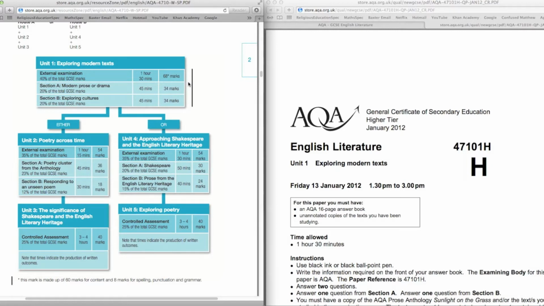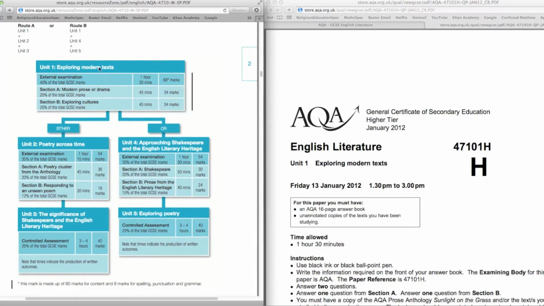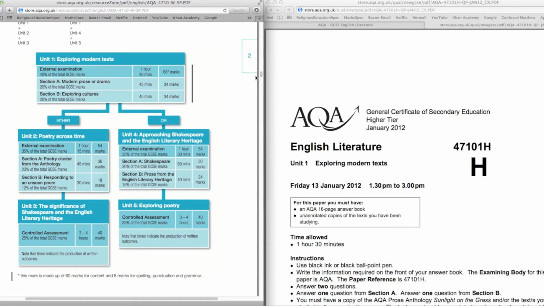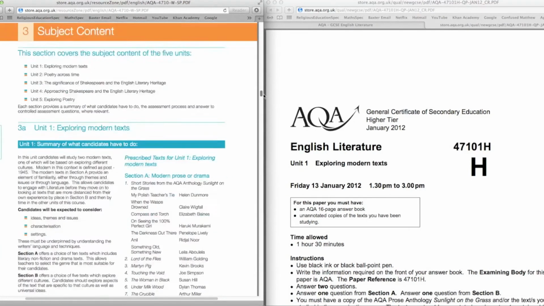So that's the Unit 1 exam I'm going to be looking at, simply because it appears in both Route A and Route B. So I thought it would be good to cover it for anyone. If you're doing either Route A or Route B, it doesn't matter, I can still go through this exam with you, and it will help you. So that's the specification. That's all we need to really know from there. I'm trying to think what else there is. There's not much else in this unit I can show you.